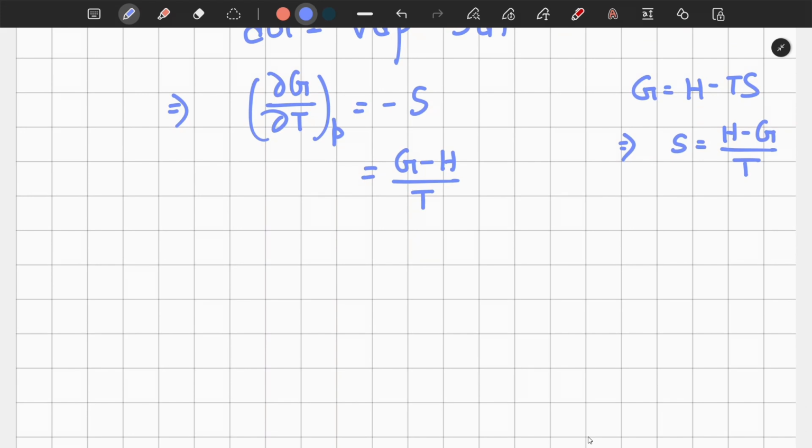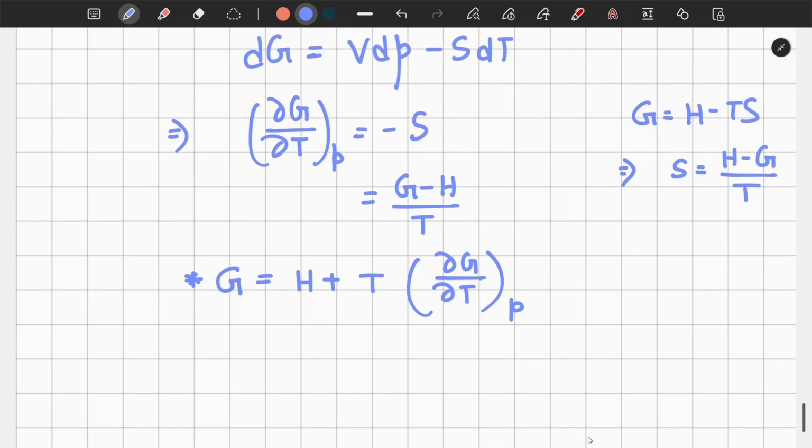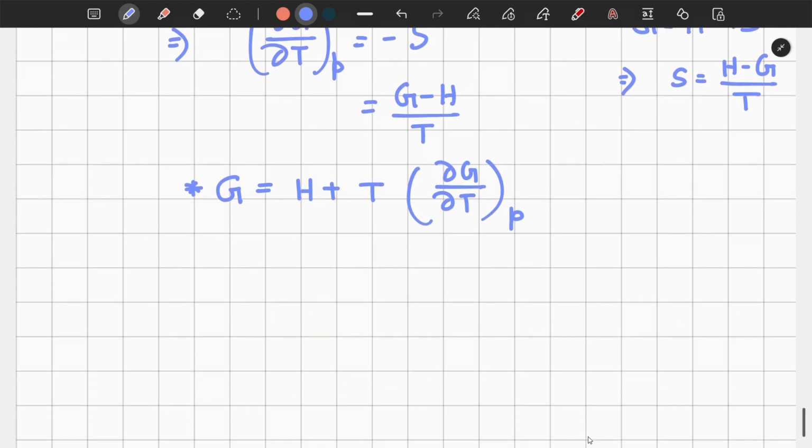I think it's easy. Or you can write G equals H plus T times (del G/del T) at constant P. So this is one of the equations. But we generally deal with the change of Gibbs free energy like this: the change of Gibbs free energy with respect to temperature equals (G minus H)/T. Now we are considering a process.